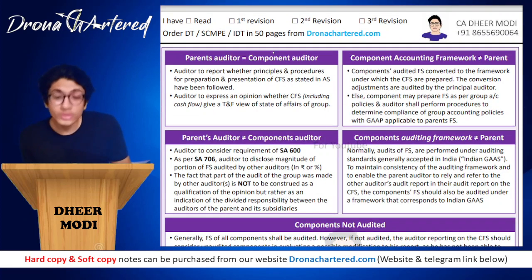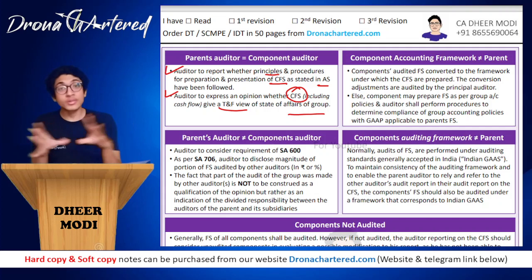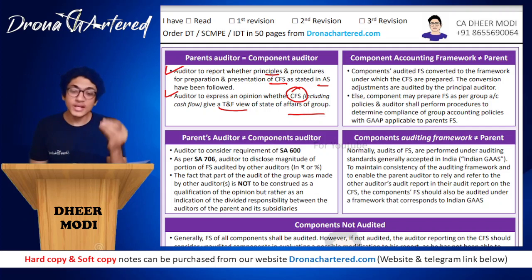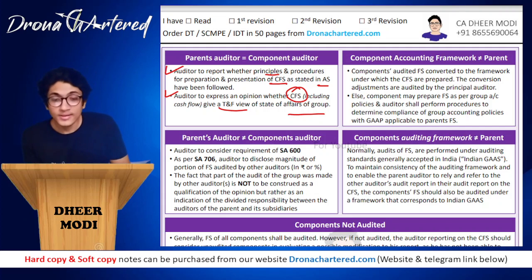So if your parent's auditor is your component's auditor, the auditor has to report whether the principles and procedures for preparation and presentation of CFS as stated in accounting standards have been followed. The auditor has to express an opinion whether the CFS, including the cash flow, gives a true and fair view of the state of affairs of the group, because your CFS represents the whole group. Therefore, you have to check whether it gives a true and fair view of the state of affairs of the group. Next is when the component's accounting framework is different than the parent's.